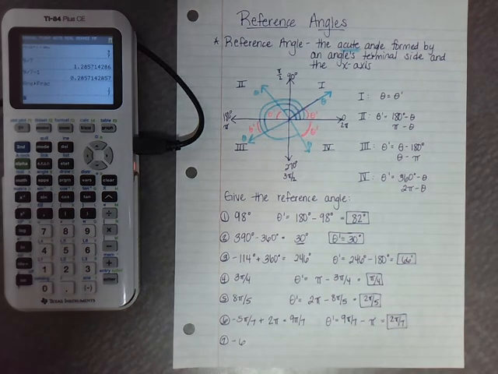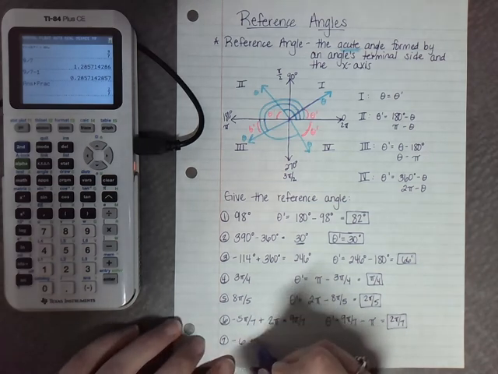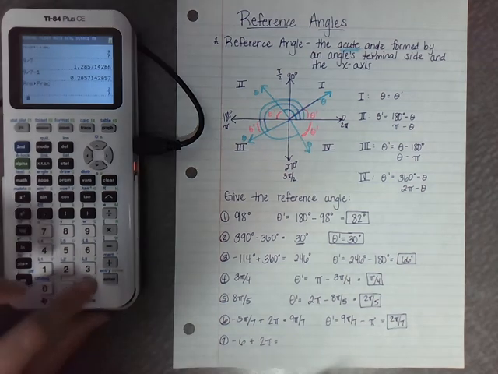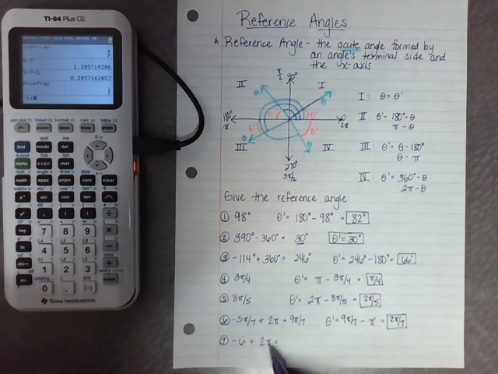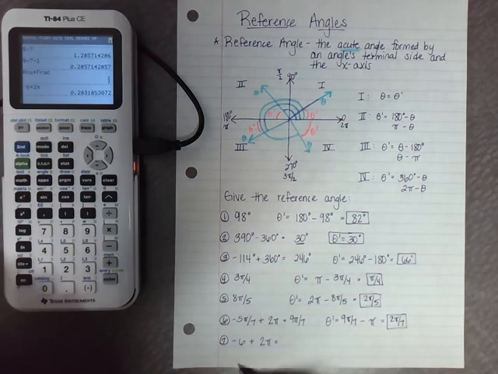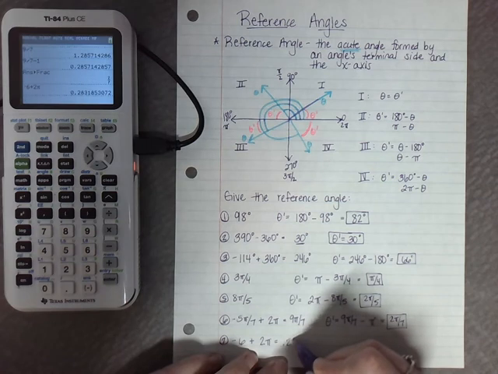Okay, and the last one just says -6. I don't see a degree symbol, so that's still in radian form. All right, we want to go ahead and make that a positive angle, so we're going to add a revolution to it. So -6 plus, and this time we're going to put the pi in because it was already included in the -6. All right, so I'm getting 0.28.